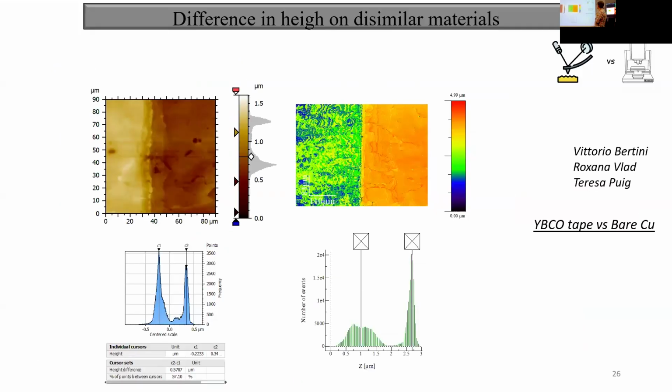So in this case, this is an example of a step on a YBCO versus copper from the group of Teresa. This is the AFM, and this is around 500, 600 nanometers. And you can see that by profilometry, we get 3 times more the height that we are getting by AFM, okay? So not only for organic, for inorganic also, we are getting wrong results many times.